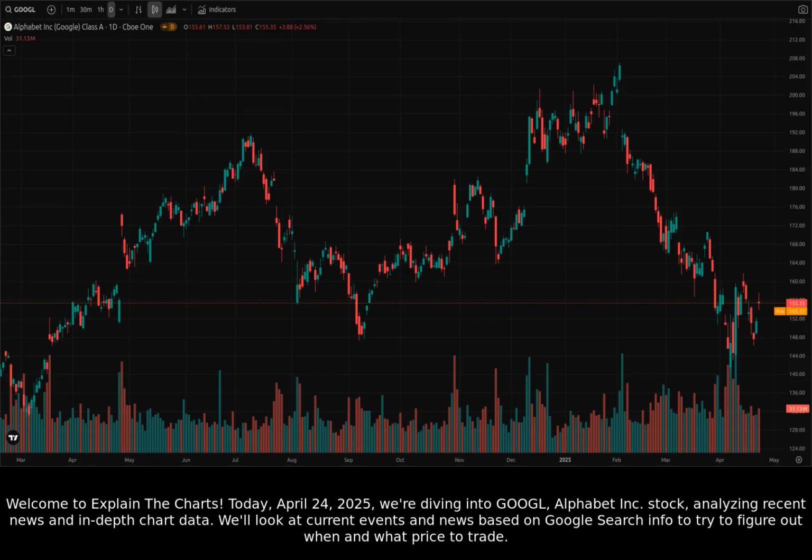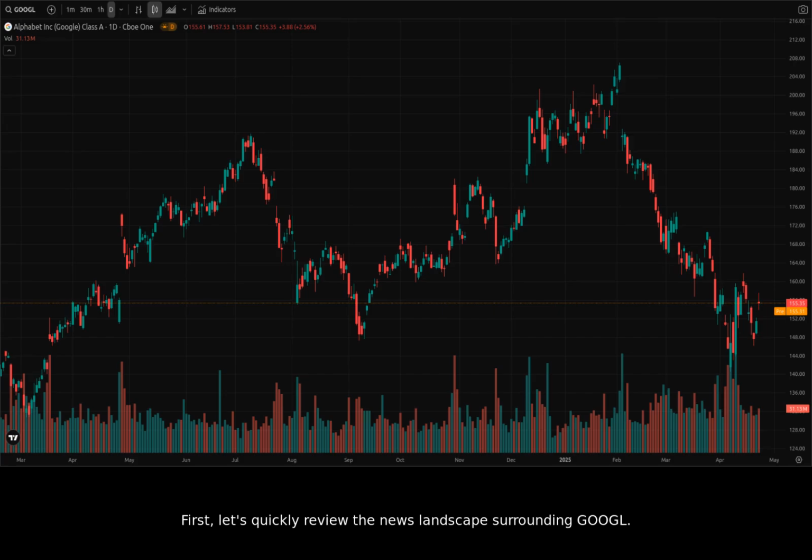Today, April 24th, 2025, we're diving into Google, Alphabet Incorporated stock, analyzing recent news and in-depth chart data. We'll look at current events and news based on Google search info to try to figure out when and what price to trade. First, let's quickly review the news landscape surrounding Google.